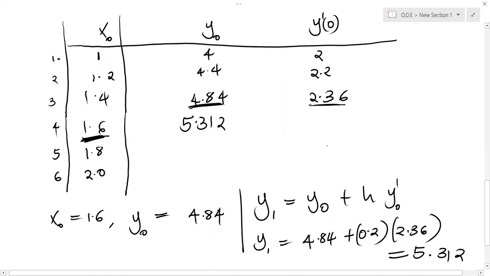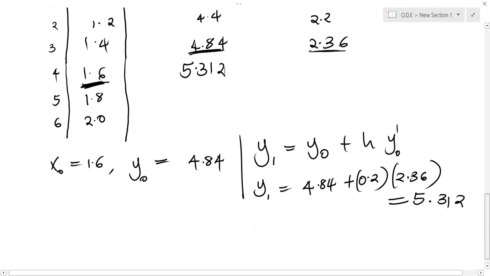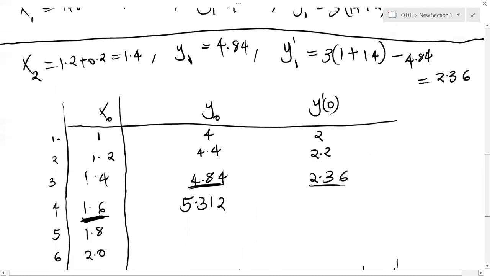So if that's the case, guys, our y1 is 5.312, and our y prime of 0 at this instant is 3 into 1 plus, let's recall the formula. I hope you guys remember it.